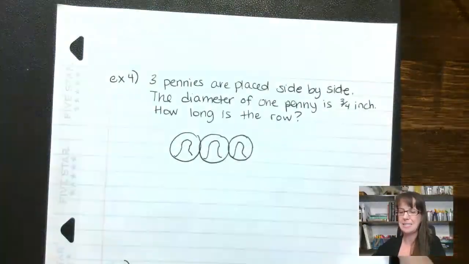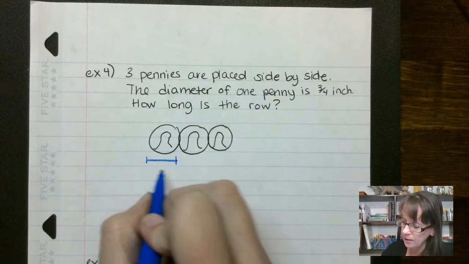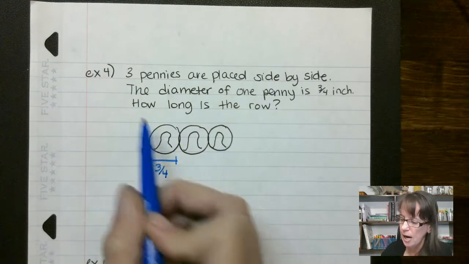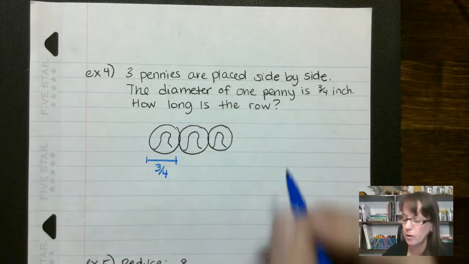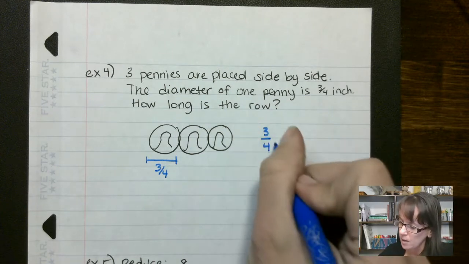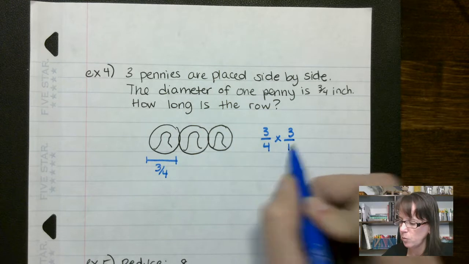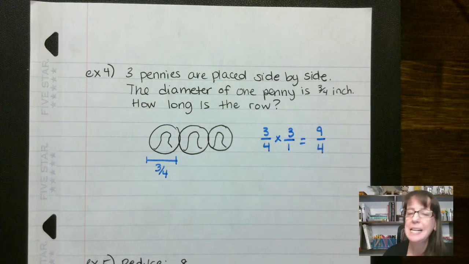Next one, number 4. We got 3 pennies, and they're placed side by side. The diameter of 1 penny is 3/4 of an inch. Bam, right here is 3/4 of an inch. How long is the row? That means we've got 3/4, and we're taking that and we're multiplying it by 3. If we do that, remember we can put anything over 1. So 3 over 1, we get 9 over 4.